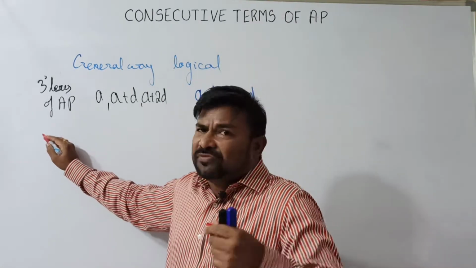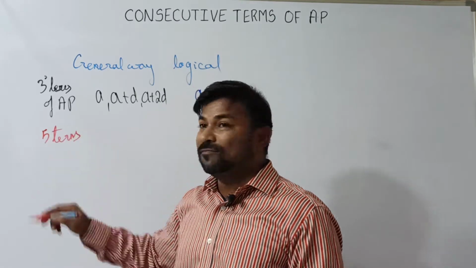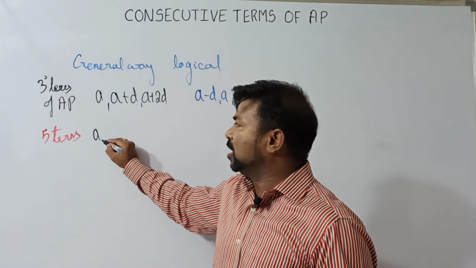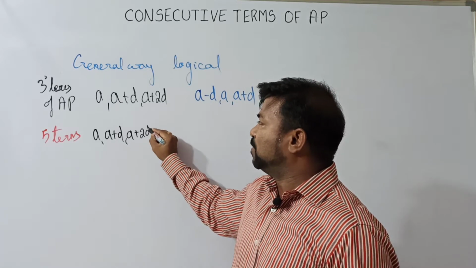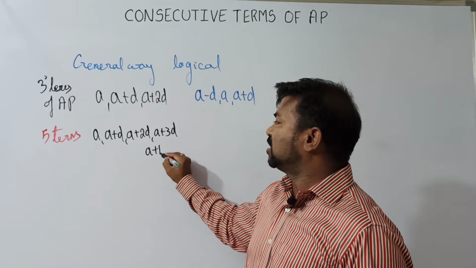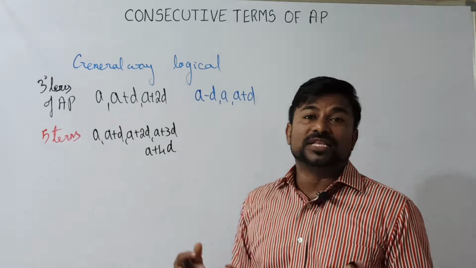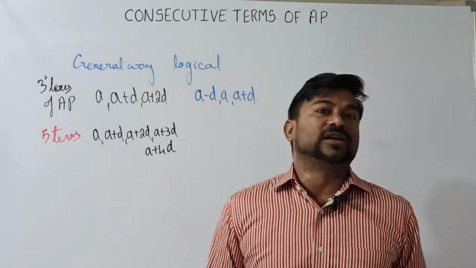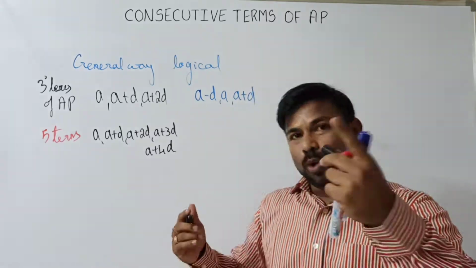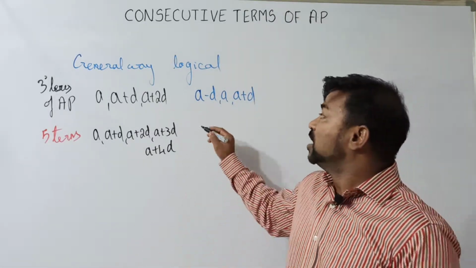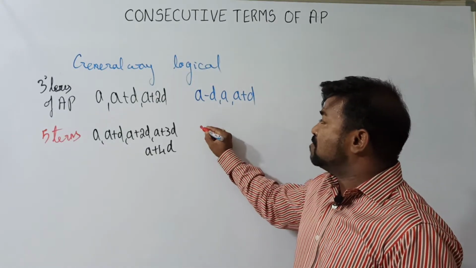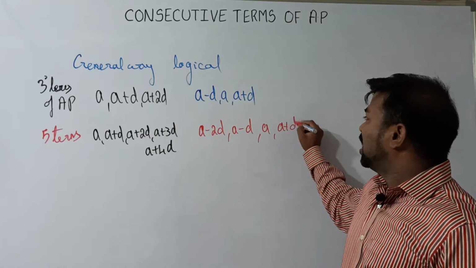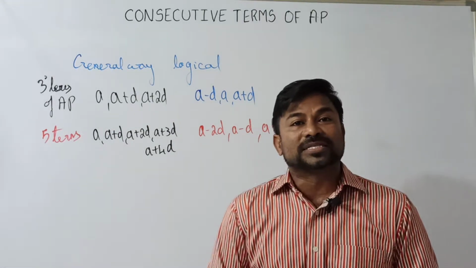But if we are dealing with five terms, then generally the terms we take are a, a plus d, a plus 2d, a plus 3d and a plus 4d. These are the five terms, 1, 2, 3, 4, 5, which we pick generally. But again, if you take it like this, the sum definitely becomes very complicated. My suggestion for the logical way of dealing with five terms is to start like this: a minus 2d, a minus d, a, a plus d and a plus 2d. So, these are the best ways.